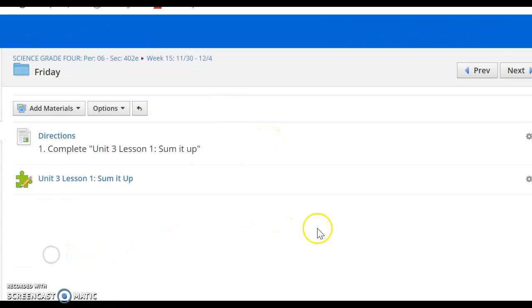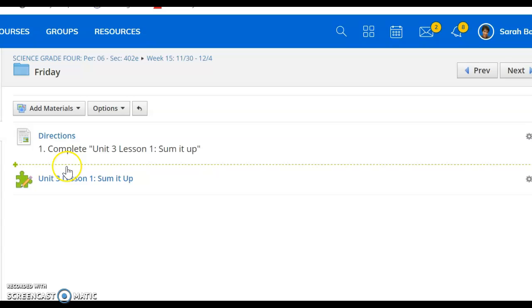To wrap up this week on Friday, you are going to apply what you've learned about revolution versus rotation, the causes for day and night, and the causes for Earth's seasons and constellations to complete this Unit 3 Lesson 1 Sum It Up. So you can use your science notes and your science textbook.